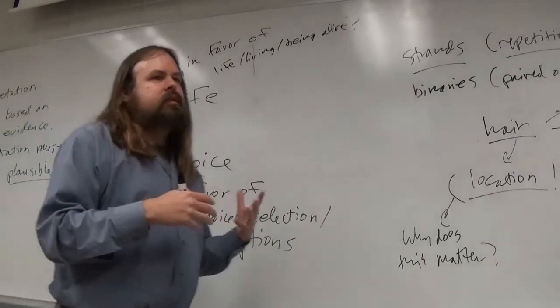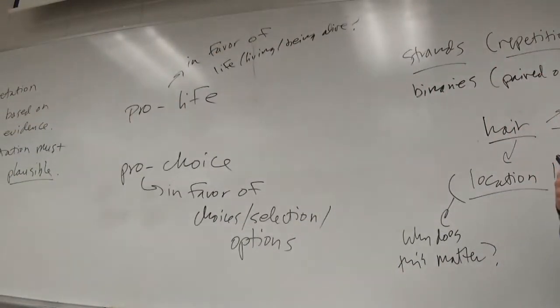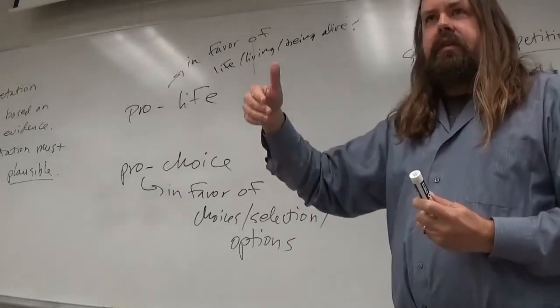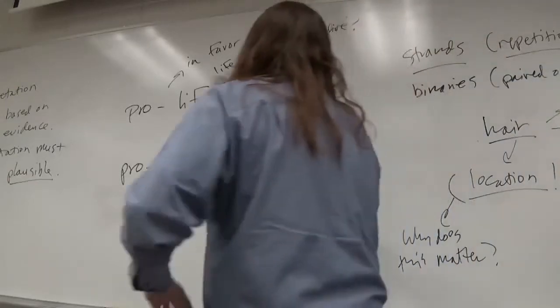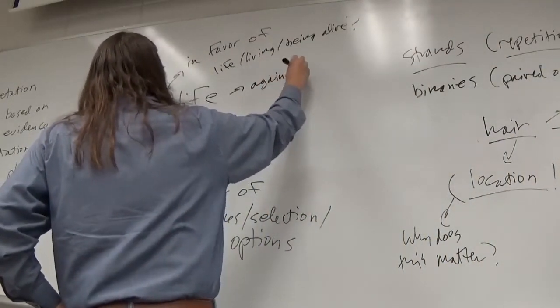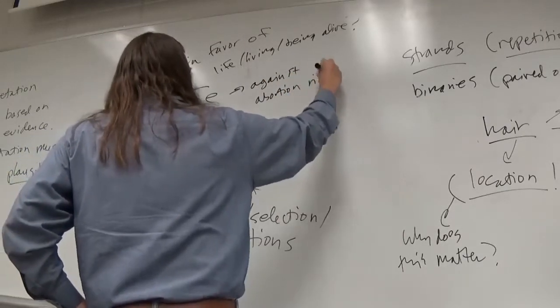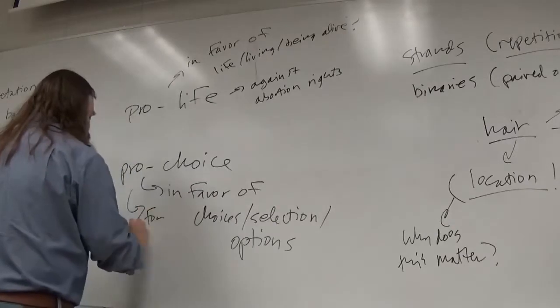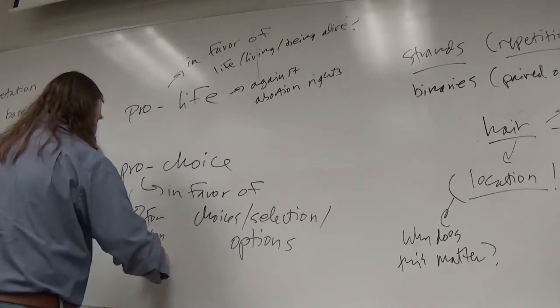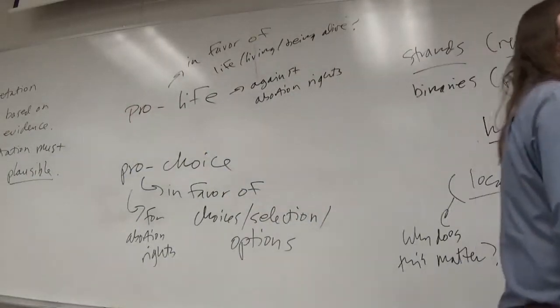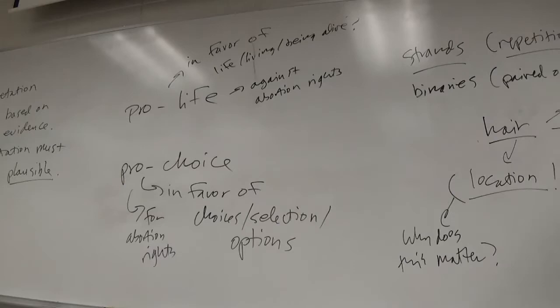Now, when we introduce context into this, then what do these words mean? For abortion or against abortion. Yeah. If you're pro-life, you are against abortion rights, right? If you are pro-choice, you are in favor of abortion rights. So, why do we not simply frame it that way? Why do we not simply say pro-abortion, anti-abortion?